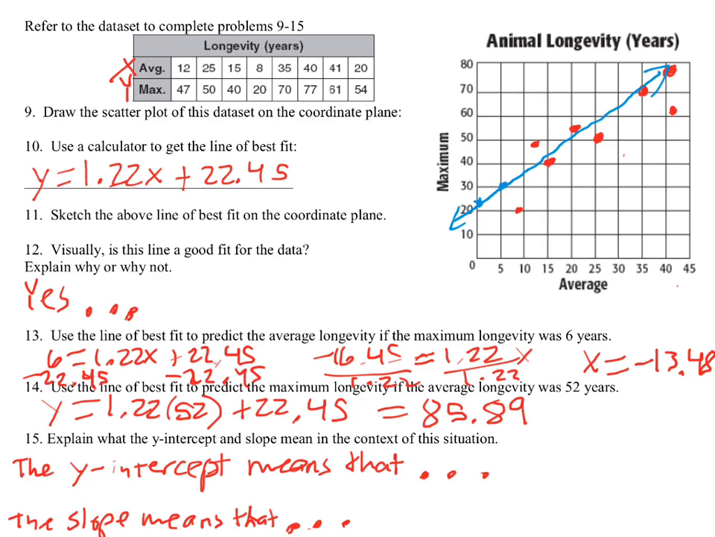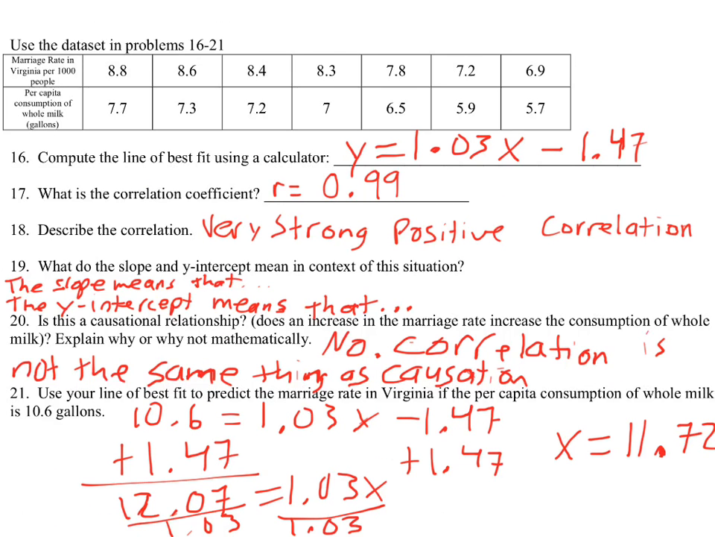The slope means, well, this is the slope, 1.22. That means that your y goes up that much for each x going up 1. In other words, your maximum longevity goes up 1.22 each time your average longevity goes up 1 year. And that's what your slope stands for. And that brings us to our next section here.